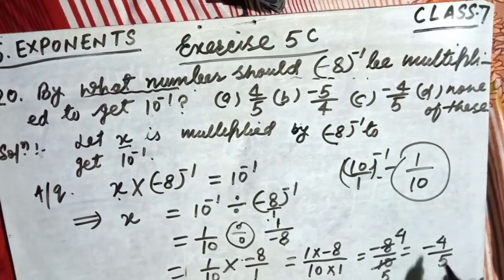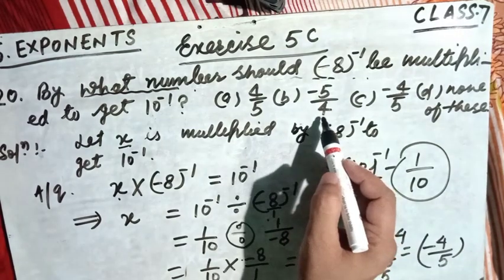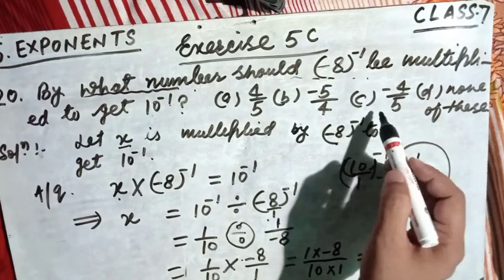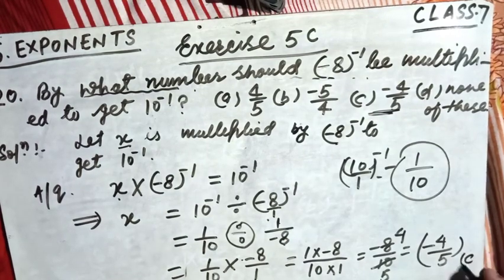So please match. B is your, sorry, minus 4 by 5. Yes, C is your answer. I hope you will understand.